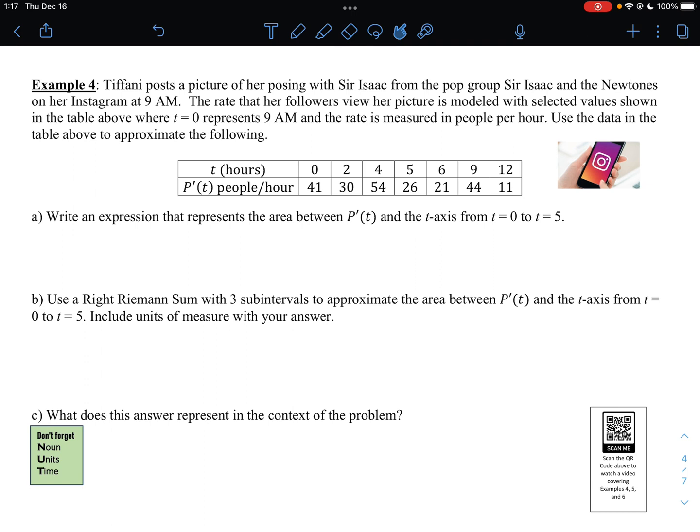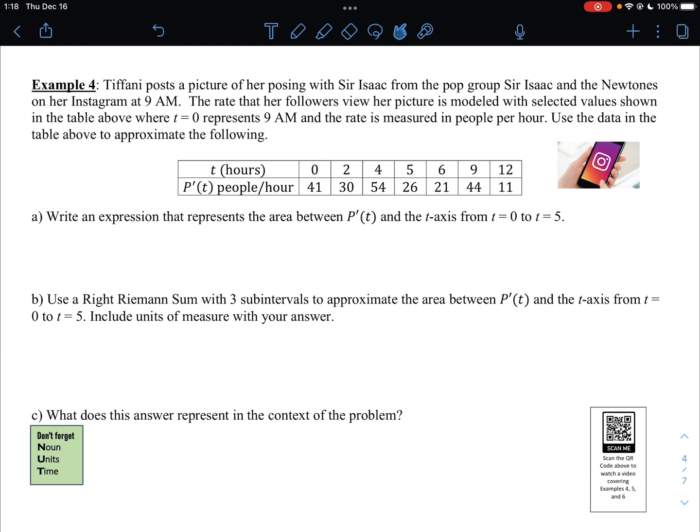Example 4. Tiffany posts a picture of her posing with Sir Isaac from the pop group Sir Isaac and the Newtones that we talked about in our last video on our Instagram at 9 a.m. The rate that her followers view her picture is modeled with selected values shown in the table above, where t equals 0 represents 9 a.m. and the rate is measured in people per hour. Use the data in the table to approximate the following.